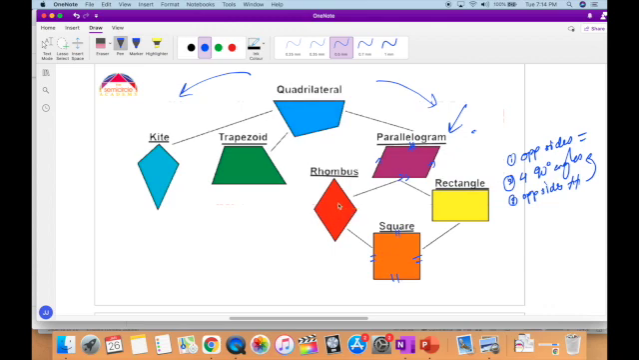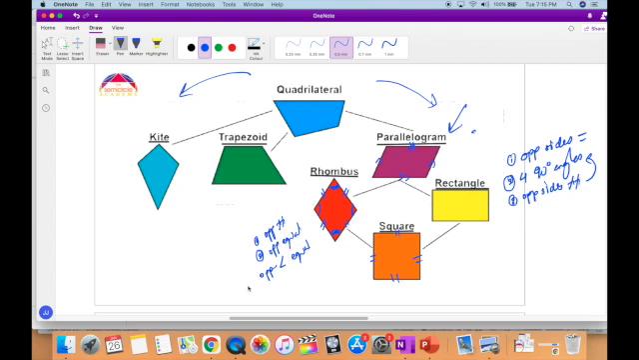You have a rhombus here. The rhombus has opposite sides parallel and equal. So it's just like a rectangle. So number 1, opposite sides parallel. Number 2, opposite sides equal. Number 3, opposite angles are equal. So this angle is equal to this angle, and this angle is equal to this angle.